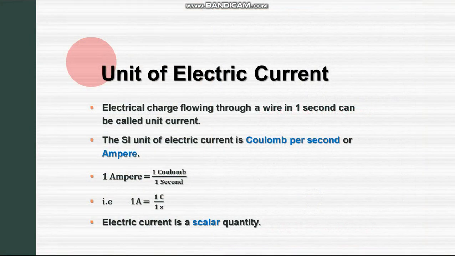We have seen that electric current is produced due to the flow of charged particles. Electrical charge flowing through a wire in 1 second can be called unit current. The SI unit of current is coulomb per second, or it can also be called ampere. Therefore, 1 ampere equals 1 coulomb upon 1 second. Electric current is a scalar quantity.